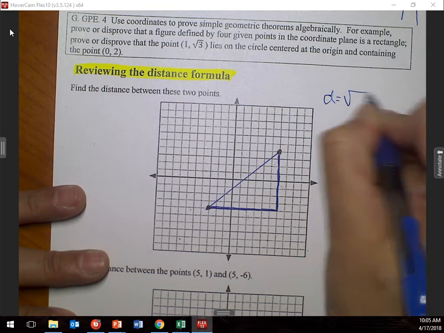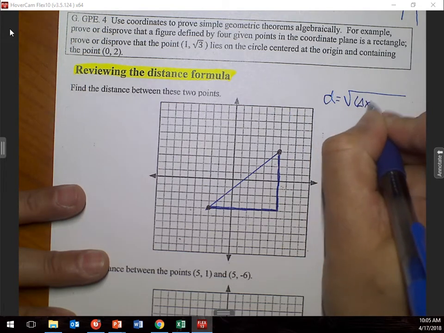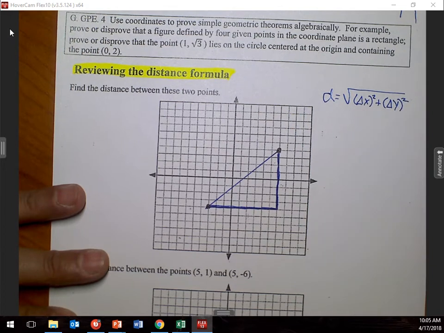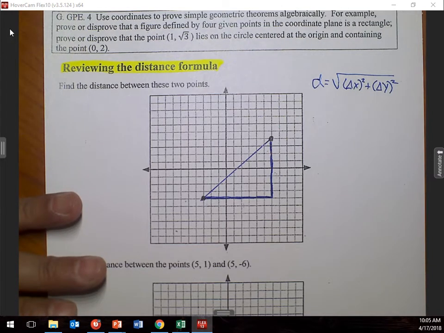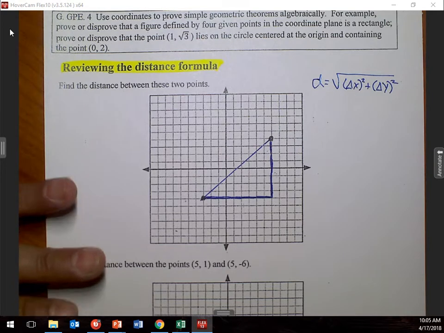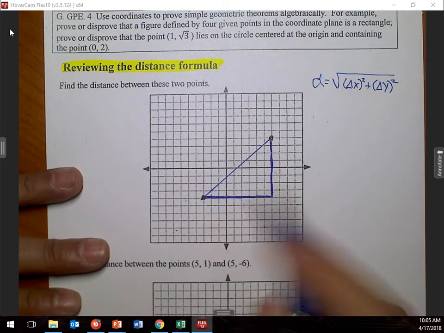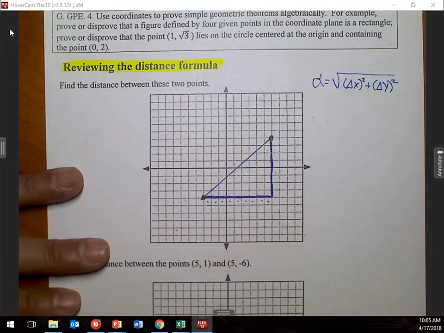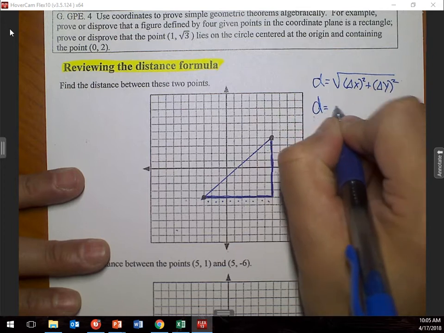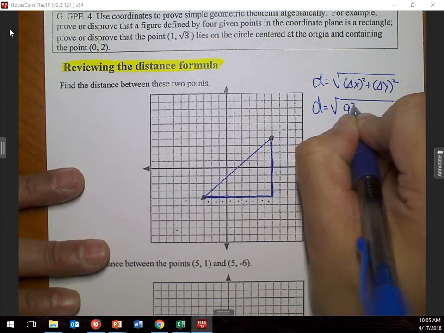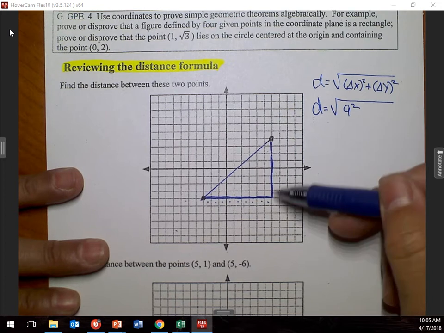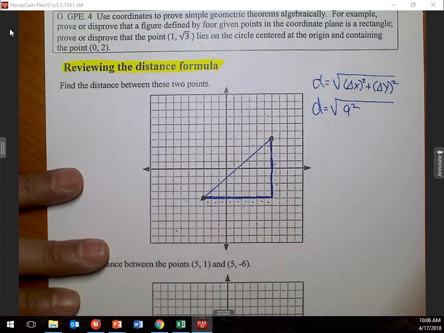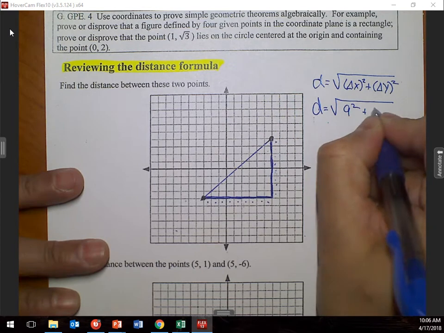distance is equal to the square root of delta x squared plus delta y squared. Now, what does the delta stand for? Difference or change, right? Okay, so how far they're apart. So let's look at my delta x. Delta x, 1, 2, 3, 4, 5, 6, 7, 8, 9. So, is equal to square root of, so it's going to be a 9 squared. My delta y is going up. So 1, 2, 3, 4, 5, 6, 7, 8. Plus 8 squared.